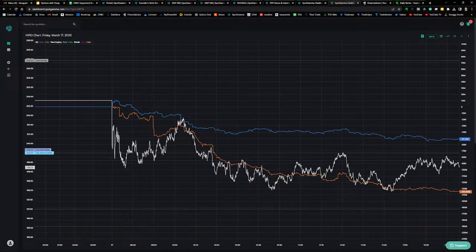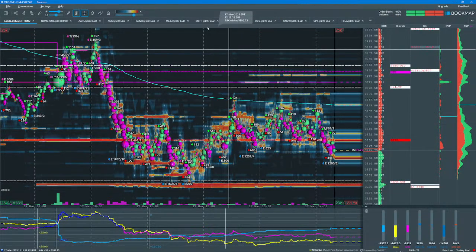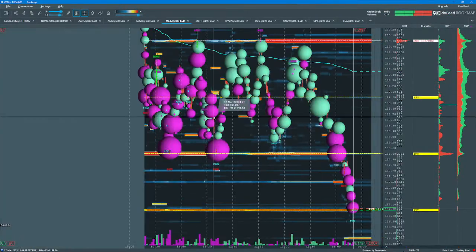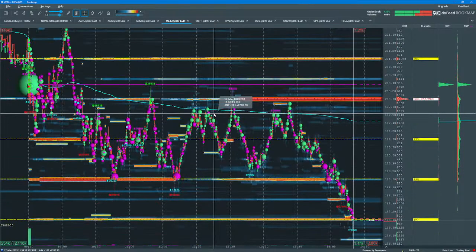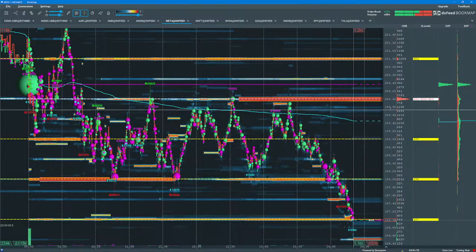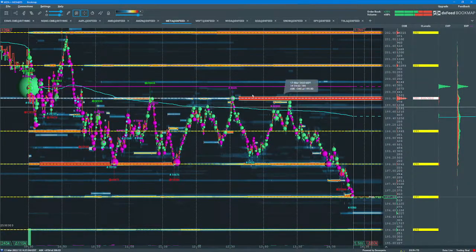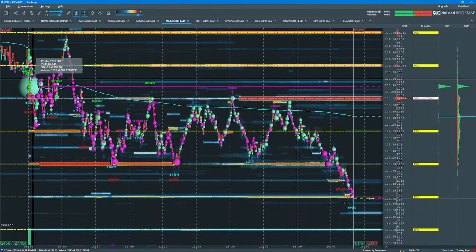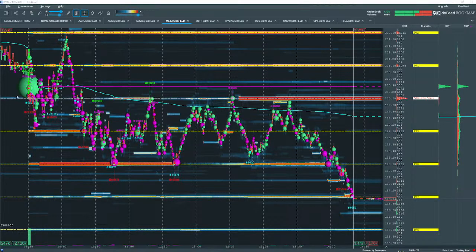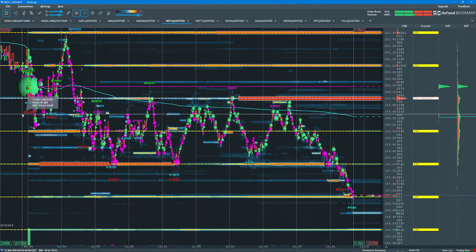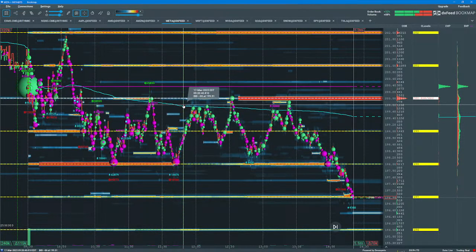All right, let's take a look at Bookmap now. We'll go to Meta. And sorry about the dots here. There was a very large opening print on just about everything today. That's shown by this huge green dot showing the opening print. And I'm going to zoom in on this morning session here.